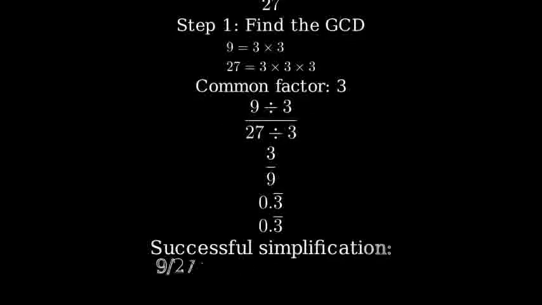We've successfully simplified 9 over 27 to 3 over 9. Simplifying fractions is a common practice in mathematics, helping us work with more manageable numbers. This approach can be applied to any fraction.